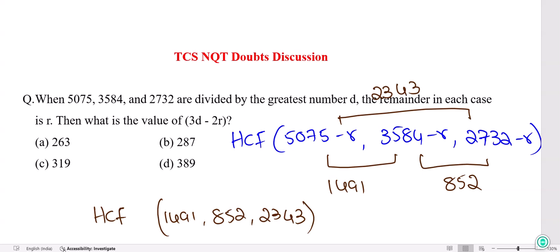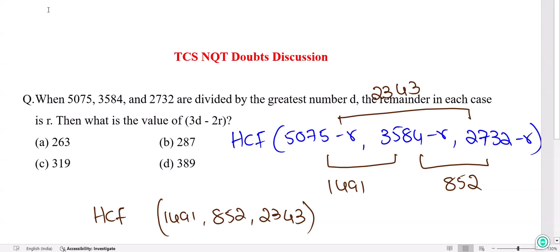Suppose 1491 has some factors, or 852 has some factors. Those factors of these numbers will be the HCF for the given thing. So now you have values here: 1491, 852, 2343. Now you can do HCF for that. Get this value. I'm not sure, it may be the HCF for the given numbers. You can confirm when you divide and get the same remainder. You consider that this might be the HCF.